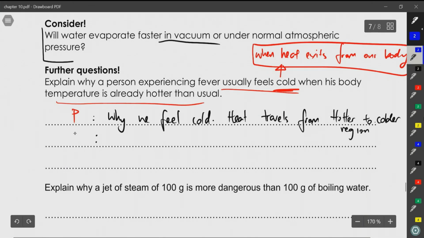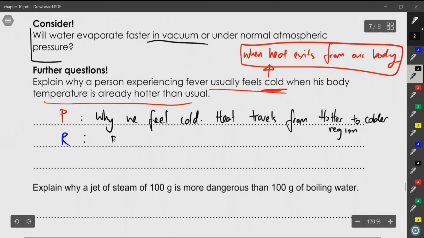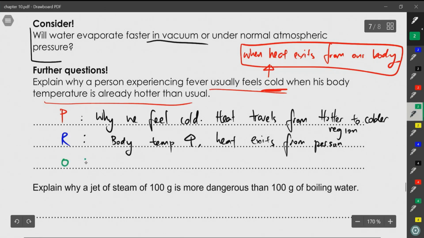Based on these two principles, because the body temperature increases, heat will exit from the patient. So the outcome finally is that when body temperature increases, heat exits from the body, and the person feels cold.